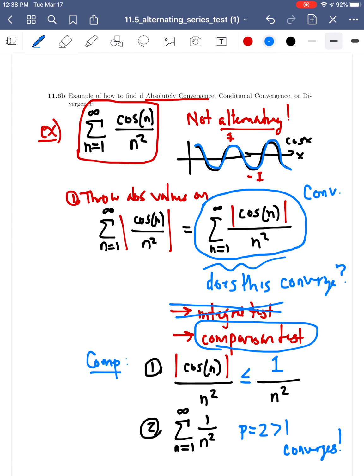So there's a couple steps and levels to this problem. Next, we're going to introduce a convergence-divergence test for absolute convergence called the ratio test. Stay tuned.